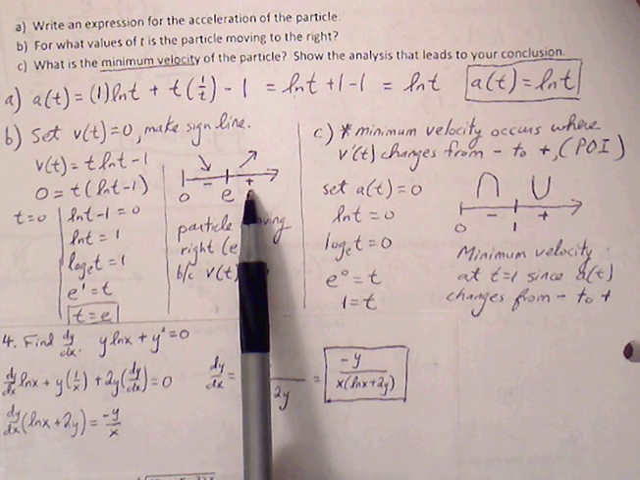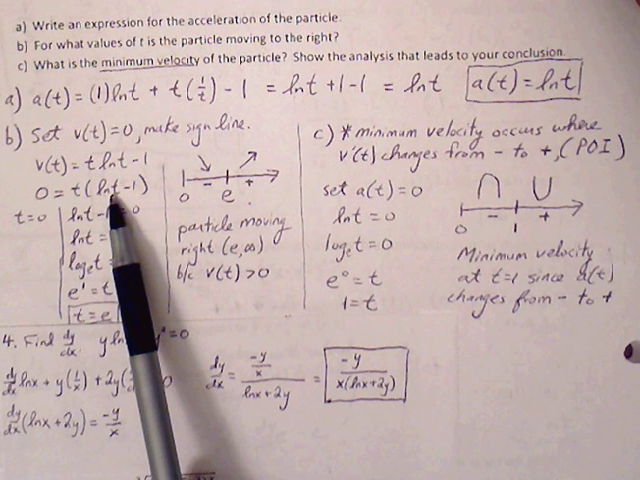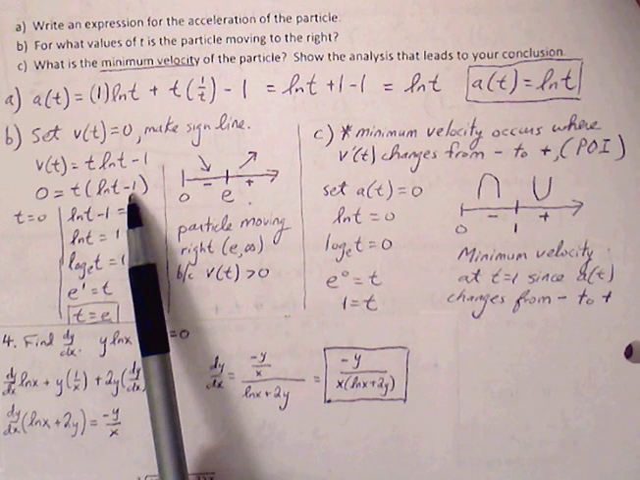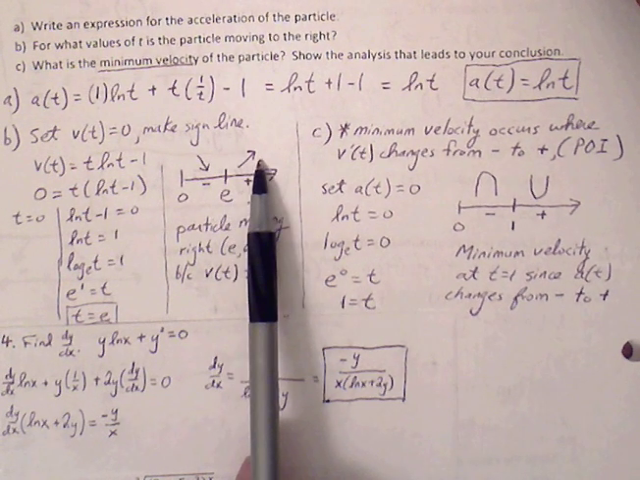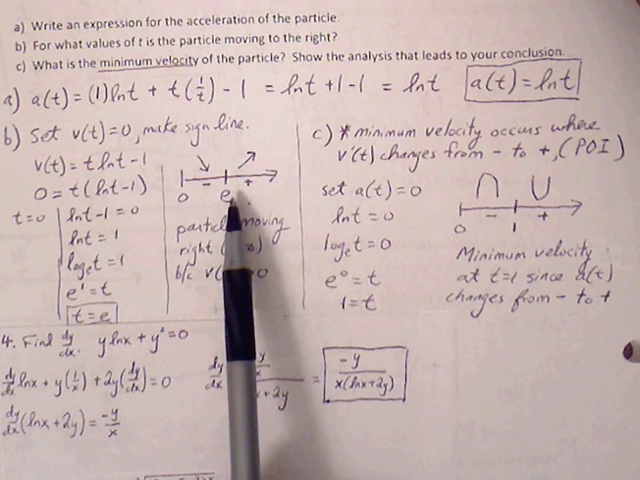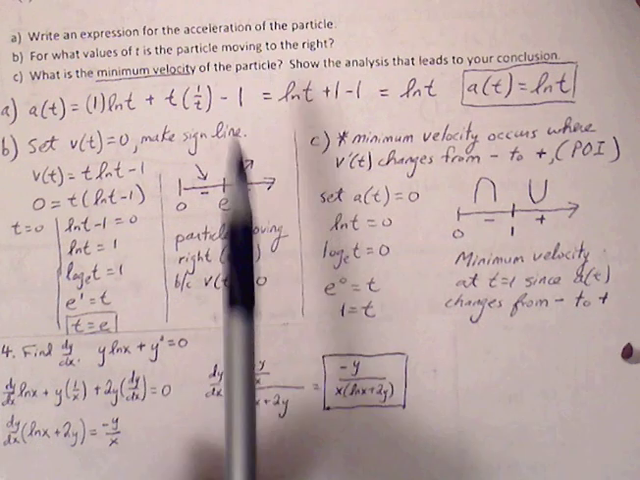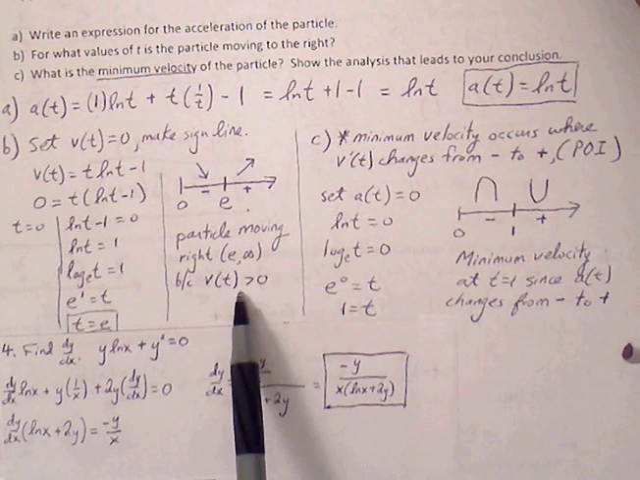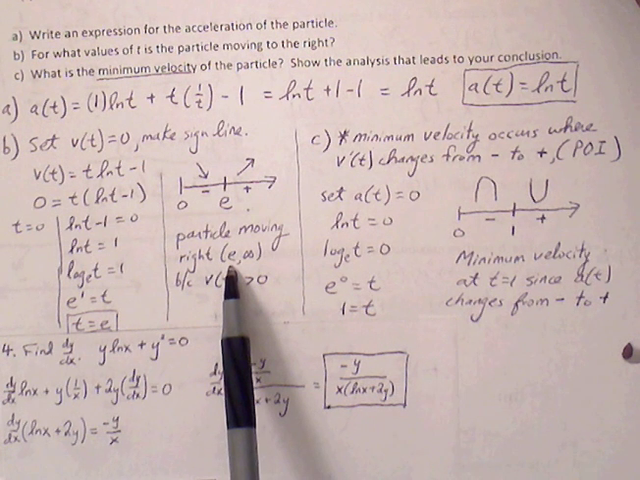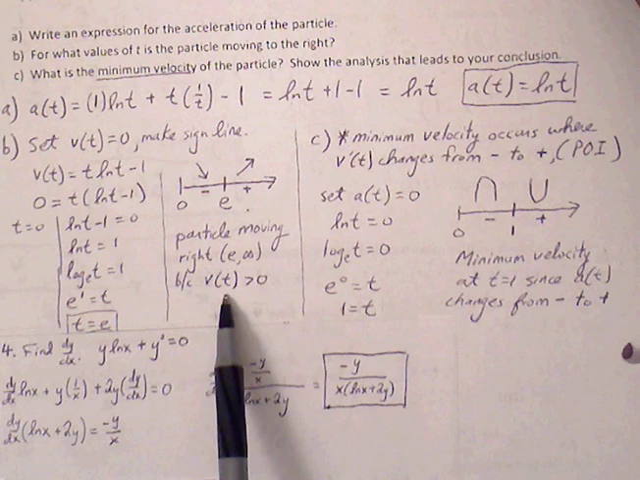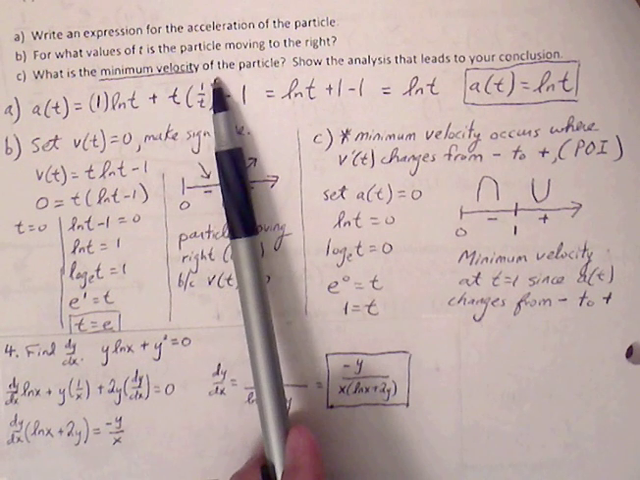Now to the right of e, let's choose maybe 4 or 5. Natural log of 4 will produce a value that is greater than 1. So greater than 1 minus 1 will be a positive, times a positive, which is positive. So we know this particle is going to move to the left, stop at e, and move to the right. That's what part B is asking for. For what values of t is the particle moving to the right? It's moving to the right for t values from e to infinity, and the reason is because velocity is greater than 0, is positive.